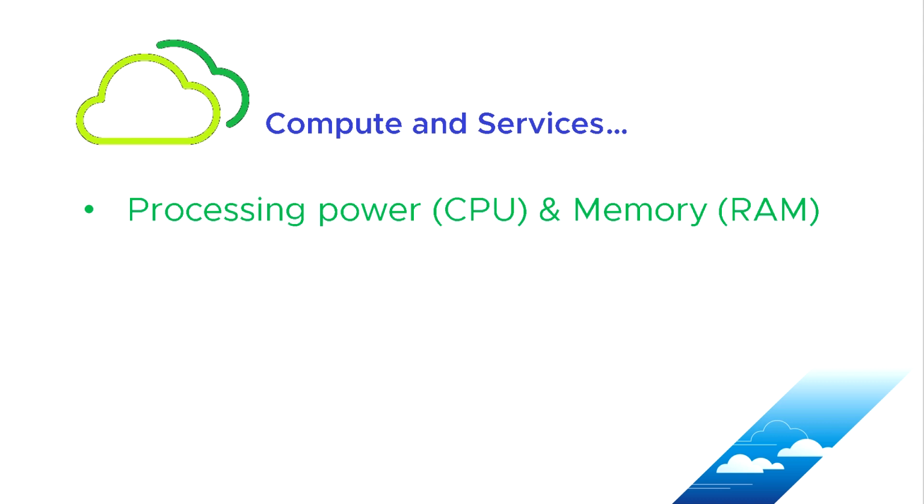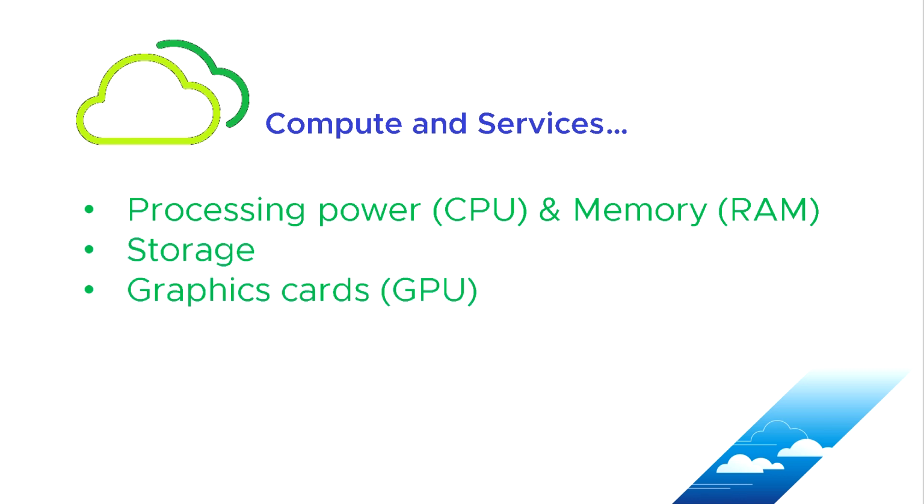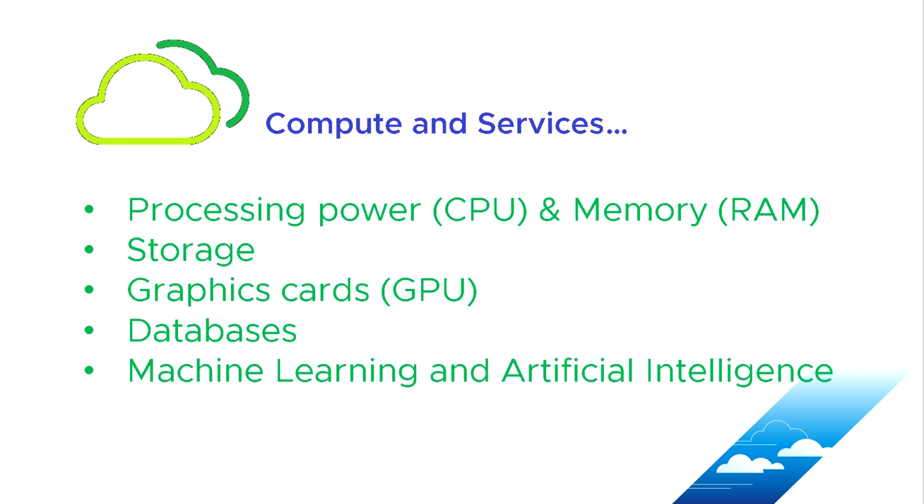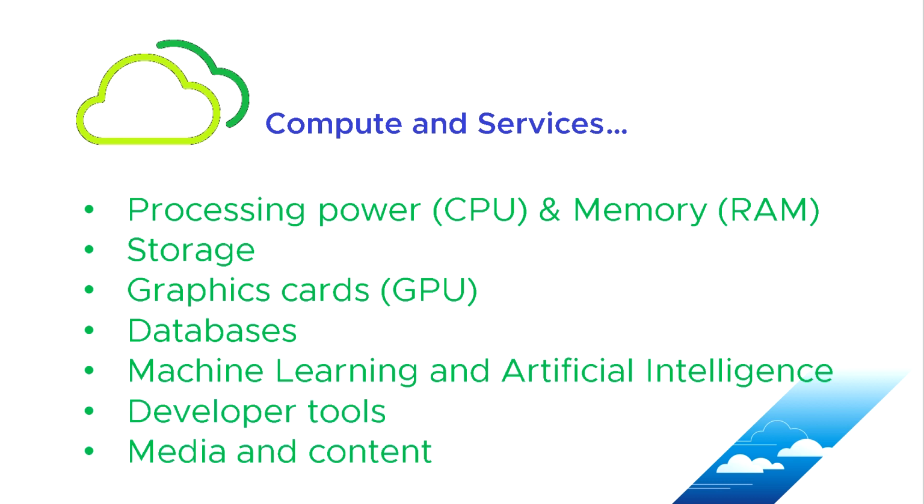So in this section, we're going to cover processing power, that's CPU and memory or RAM. We're going to cover storage, or local storage rather than network storage, graphics cards or GPUs, graphics processing units, databases, machine learning and artificial intelligence, developer tools, and media and content.